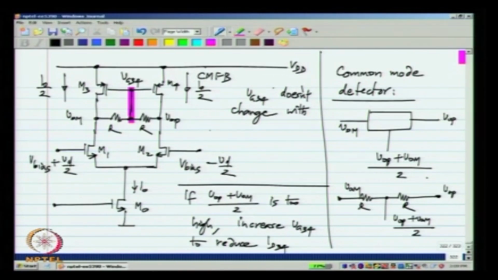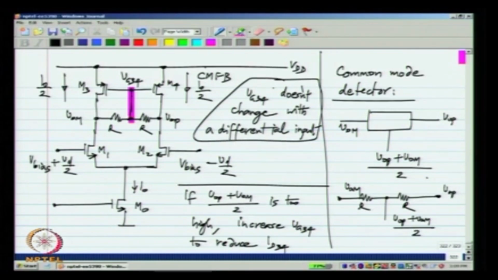VG34 does not change if you have a fully differential input. So, what does that mean? It means that M3 and M4 will continue to supply the same current as before, and the differential current, the extra current that is drawn from M1 and the extra negative current that is drawn from M2 will flow through R. So, there will be a current gm Vd by 2 in that direction.